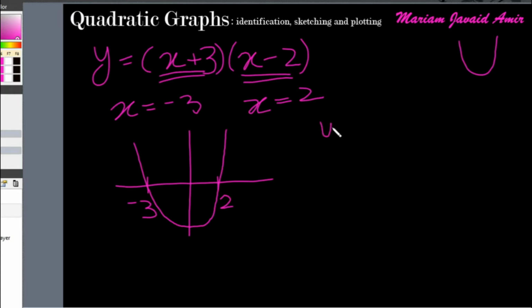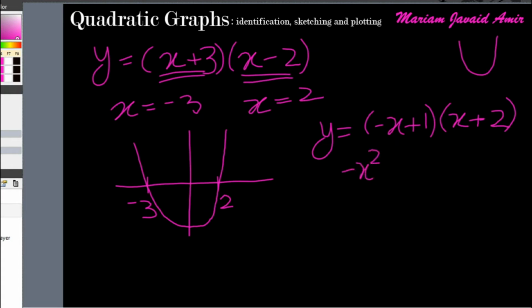Similarly, if we have an equation y is equal to, let's say, minus (x plus 1)(x plus 2). So now the coefficient of x square will be negative x square. Open this, and you will get negative x square, negative 2x plus x plus 2. And so it's a quadratic equation whose coefficient of x square is negative. So the graph will be an inverted U graph, right?